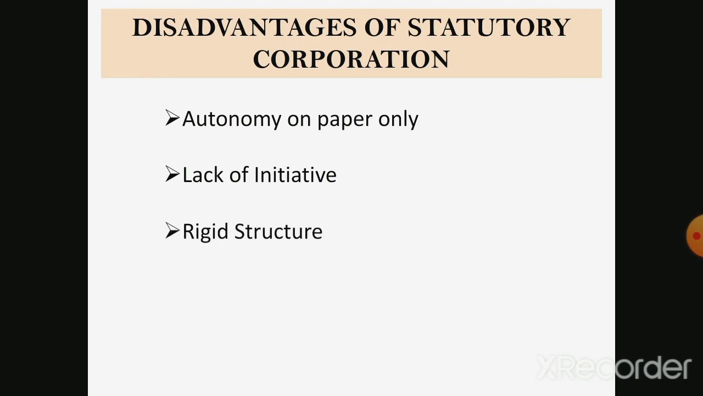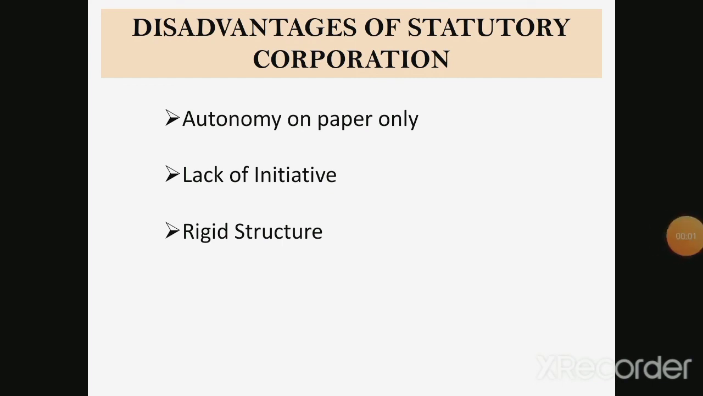Third is rigid structure, which means the objectives and powers of public corporation are defined by the act. Where are all the objectives and powers of a public corporation decided? They are decided through the act. And whenever we want to bring an amendment or change, how can we do it? By passing a new act. And amending the act is a time consuming and complicated task. So that is why it has a rigid structure.